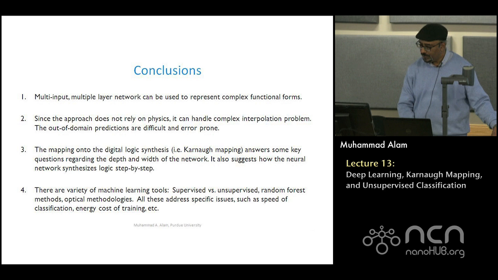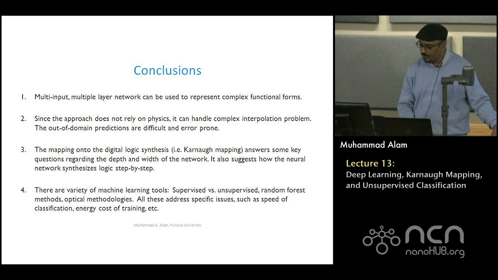So I hope I have explained to you the multi-layer and multi-input networks. You can handle very complex systems because it doesn't rely on physics, but you can make very good predictions. And mapping onto a digital system makes things much more understandable, because without it, it just looks like a random thing that's happening without anything.